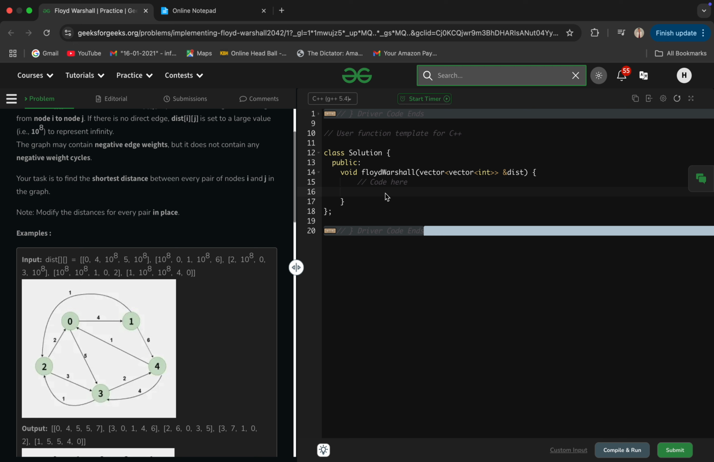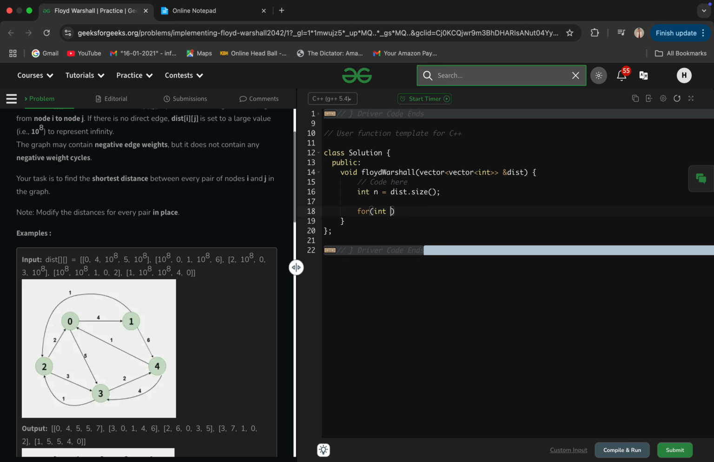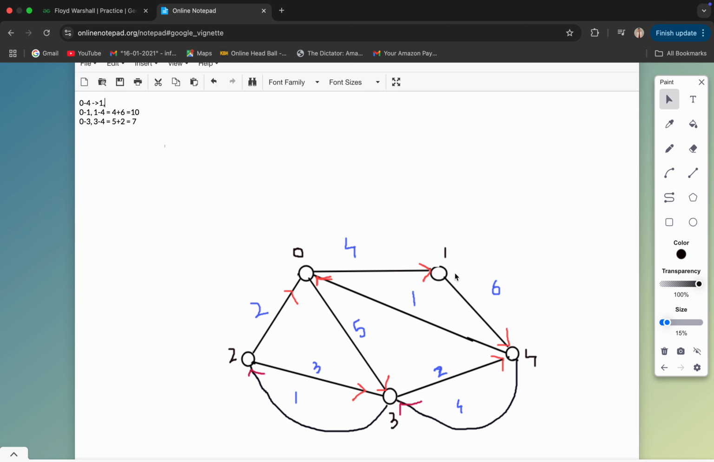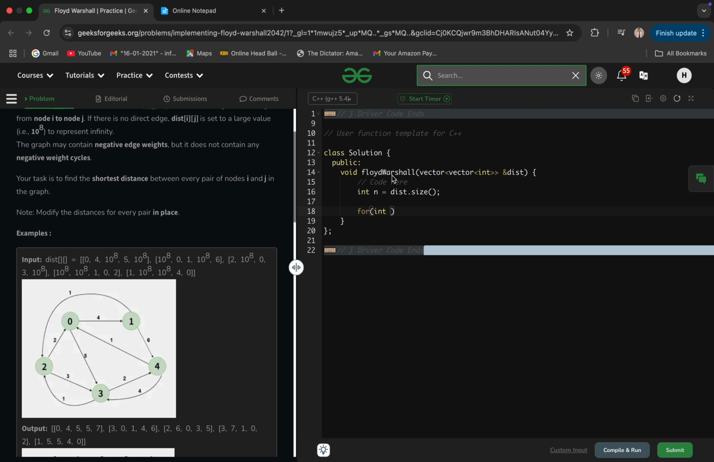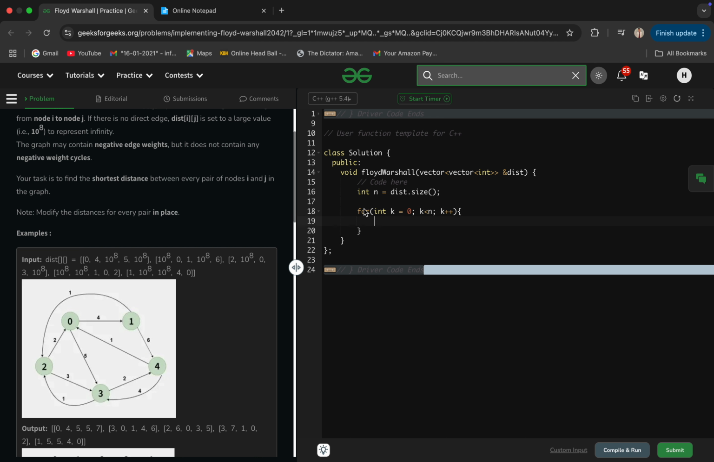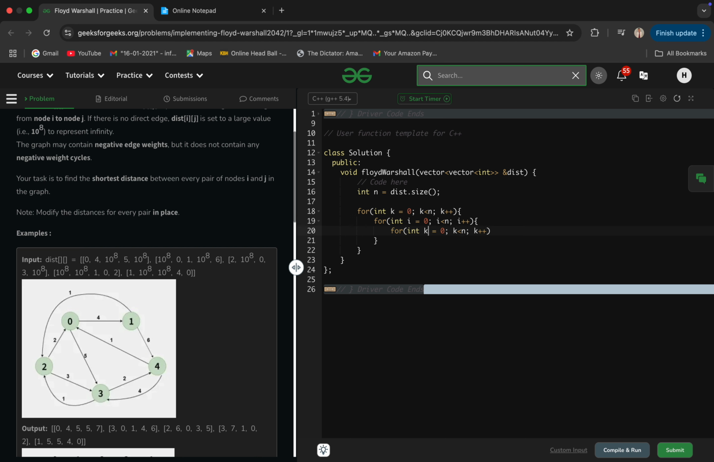So initially you are given dist. I will initialize its size as n, and I will iterate. Here I will consider this midpoint as k, that is i to k and k to j. So first I will iterate through all the possible k values, that would be till n, and in the same way we'll explore all the initial points i, till all the destinations, that is j.